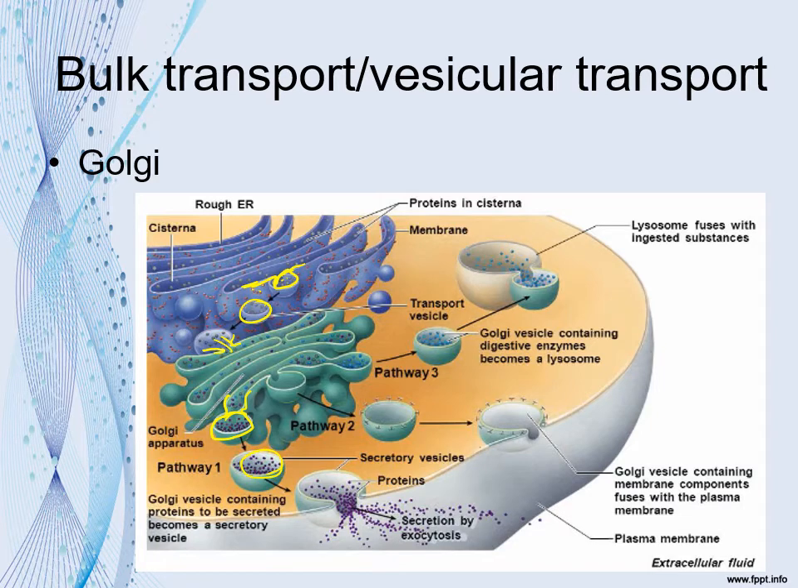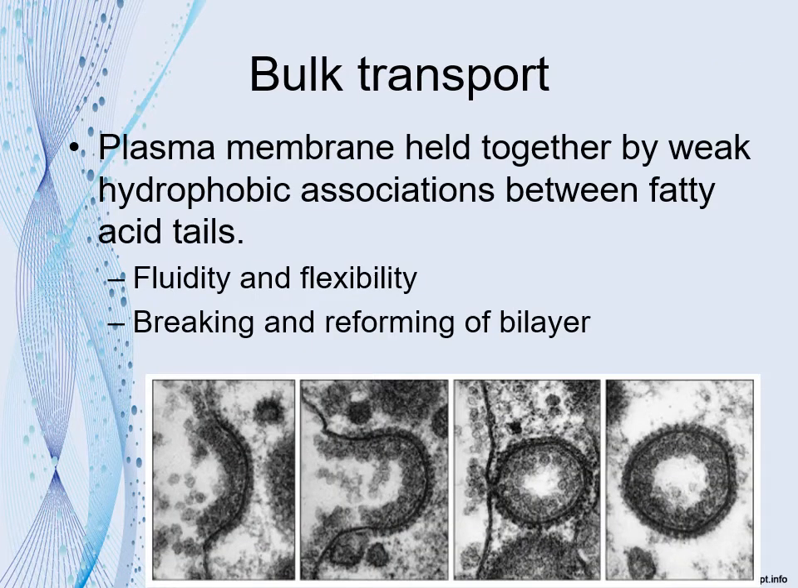That vesicle will move toward the cell membrane, and then this membrane and this membrane will merge, and then all that stuff that was inside the vesicle that was made way back here in the rough ER is going to be secreted outside of the cell. So lots of membranes bulging and pinching off and then merging back into each other. So super cool process. Involved in bulk transport. So again, we're moving lots of stuff all at the same time in vesicles.